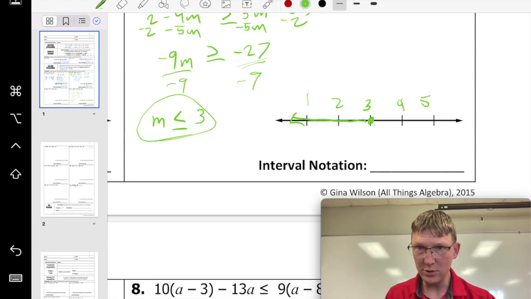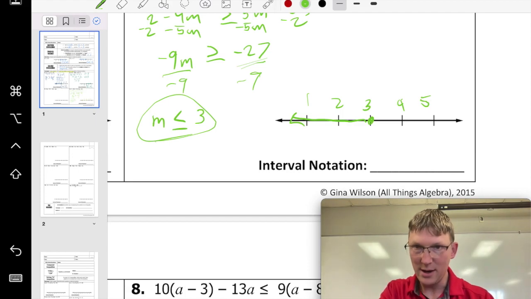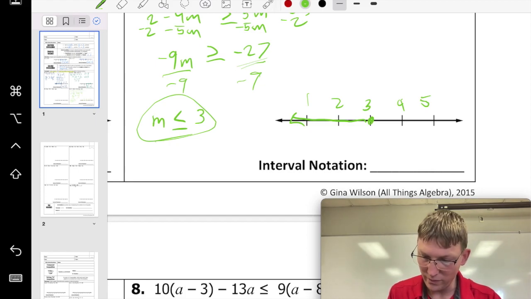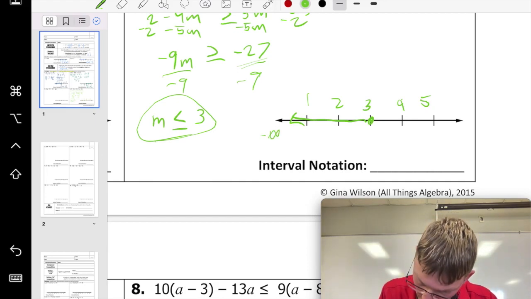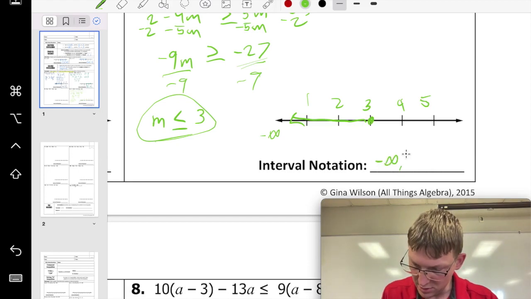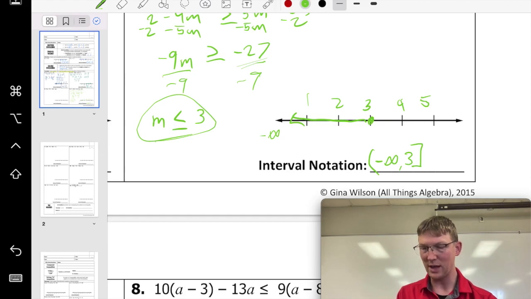So then interval notation is kind of more of a formal way of doing it. It would be the equivalent of using words as opposed to drawing a picture. And here we're using math language. So our lowest number is negative infinity over here, and it goes up to 3. Can never include negative infinity, but we do include 3. So it looks like that.